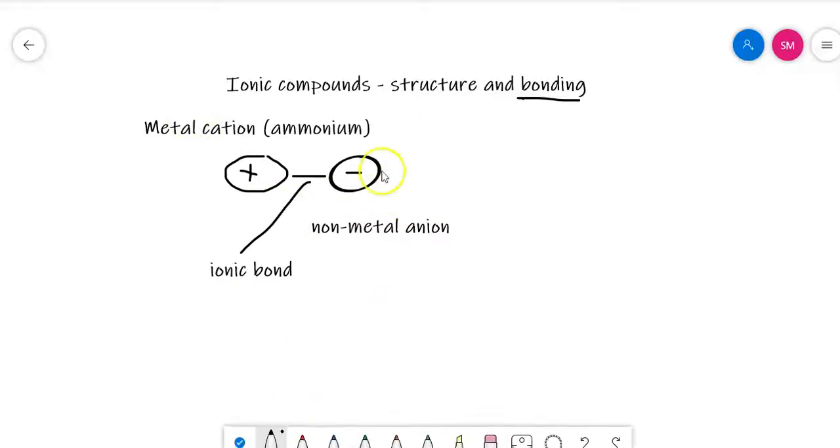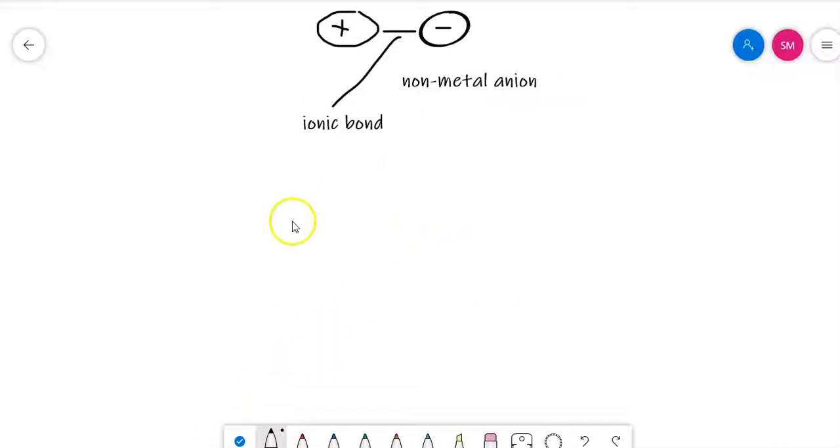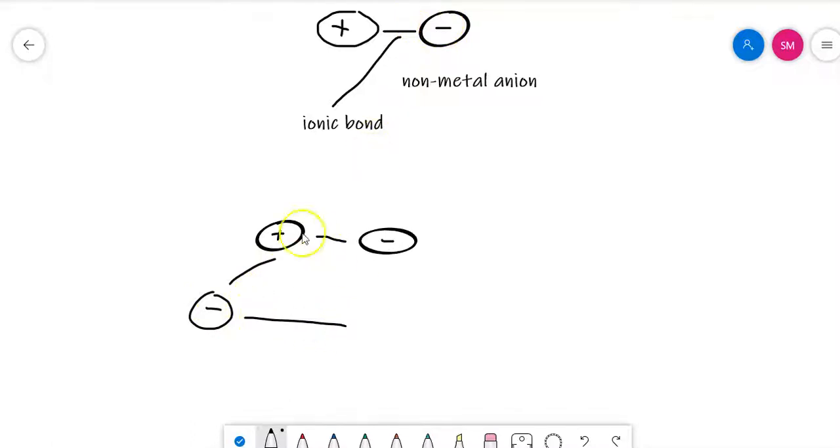We'll now just have a look at the structure of ionic compounds. So ionic compounds, they form a structure of positive and negative ions, which form a 3D lattice structure. So it's not just one and one like that. What ends up happening is that you get a cation which is bonded to multiple different anions, and then each anion is bonded to lots of different cations. So it'll look something like this.